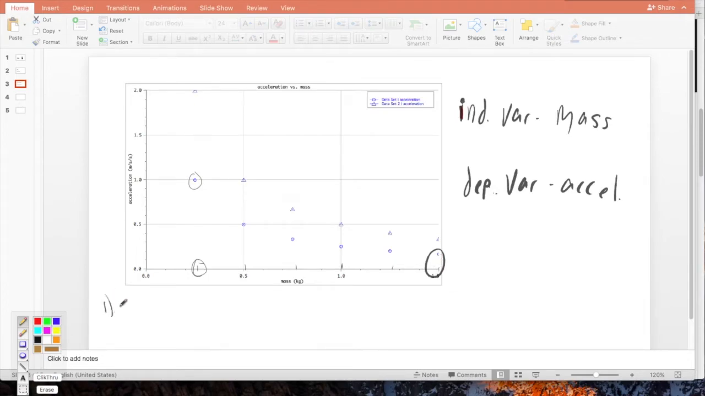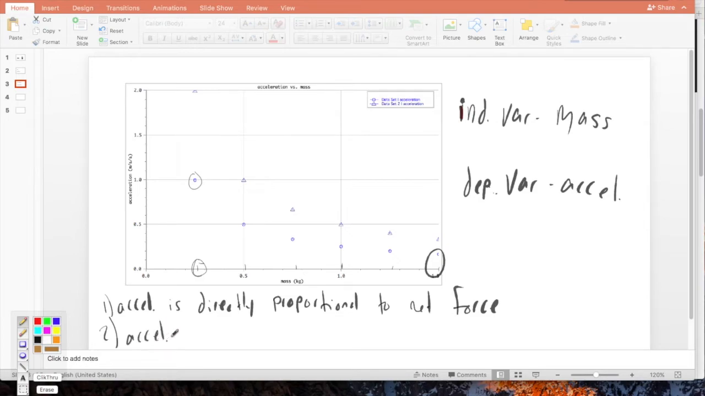In experiment 1, we said that acceleration is directly proportional to the net force. As the force goes up, the resulting acceleration goes up. And now in the second experiment, we're saying that the resulting acceleration is inversely or indirectly proportional to what? The mass. So we have two different relationships here.